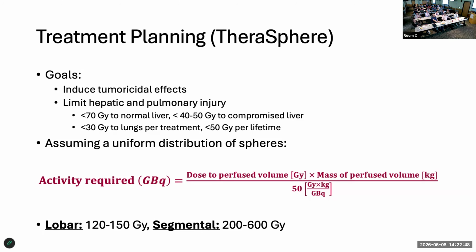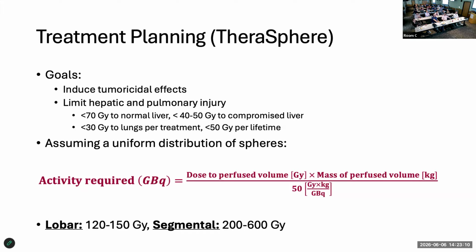The activity required is based upon a pretty simple equation. Obviously, it's different for TheraSphere versus SIRSphere, but assuming a uniform uptake, all you need to calculate the activity required is your desired dose to the perfused volume, as well as your mass of the perfused volume, which we assume a liver density of 1.06 grams per cc.